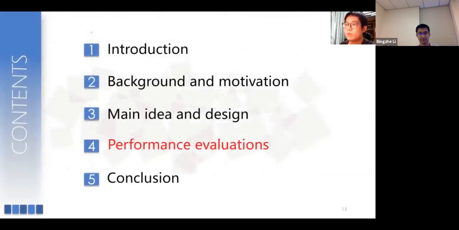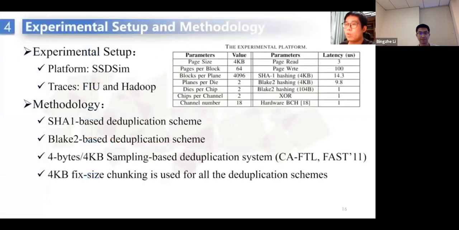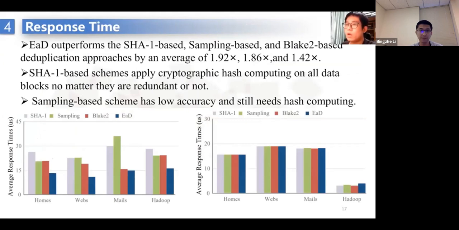Performance evaluation. We implement EAD in SSDSim, and the configuration of SSDSim is summarized in the right table. We compare the performance of EAD with that of the SHA-1-based approach, the 16-byte Blake2 approach, and a 4-byte sampling-based deduplication method. EAD outperforms the SHA-1-based, sampling-based, and the Blake2-based deduplication approaches by an average of 1.92 times, 1.86 times, and 1.42 times.